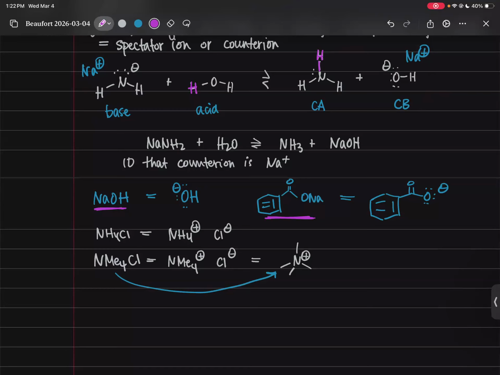Okay, last little section, and this is pretty brief. All throughout this chapter, we've been talking about Bronsted-Lowry acids and bases. So as a reminder, a Bronsted-Lowry acid is a proton donor, and a Bronsted-Lowry base is a proton acceptor.